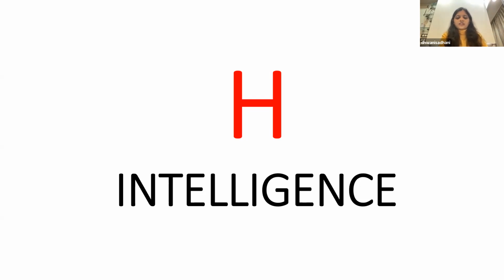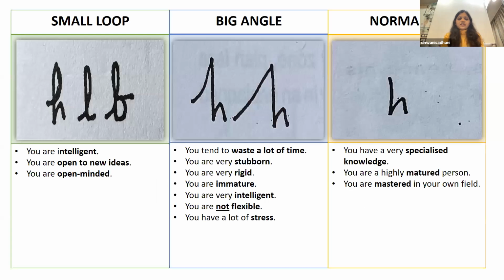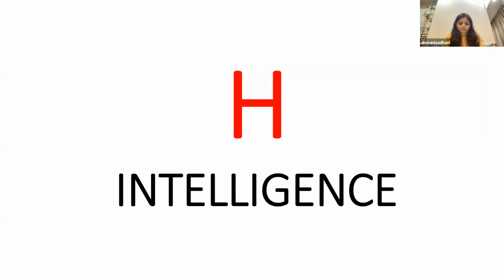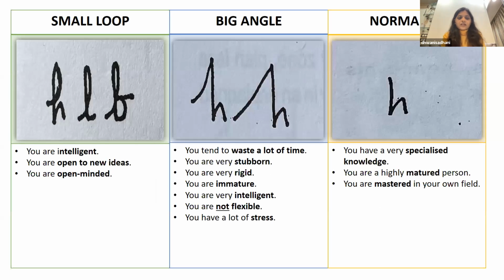We'll move to the letter H. Letter H is for intelligence, of how intelligent you are. Now we'll move on to how the H is. Again, we are going to do the loop, the angle, and what a normal H should look like.